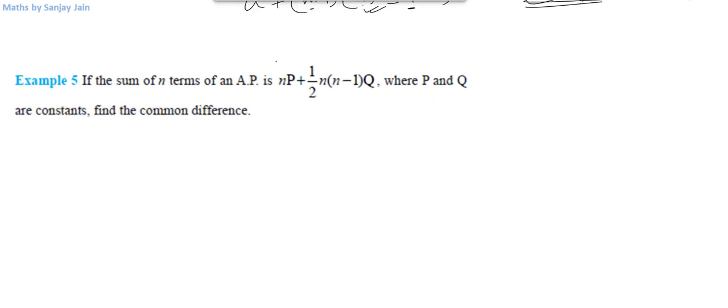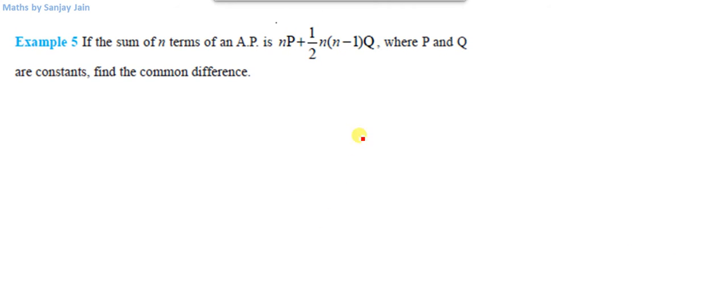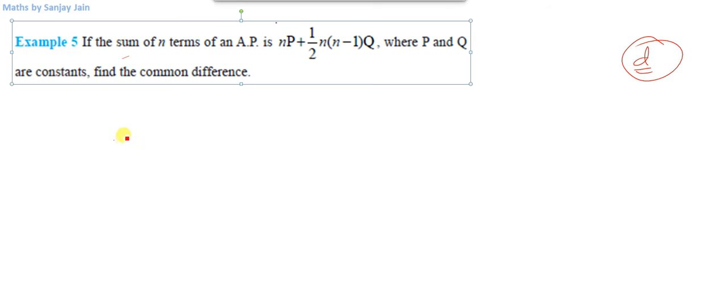Okay. If the sum of n terms of an AP is this expression here, where p and q are constants, so I need to find the common difference, that is d, right? If I take d as my common difference. Now see, the sum of n terms is given. This is sum of n terms.